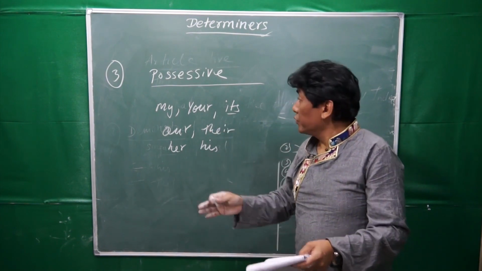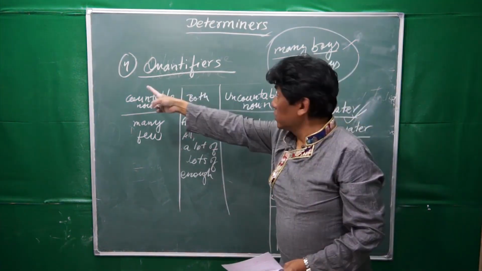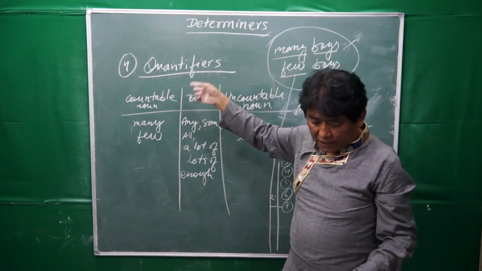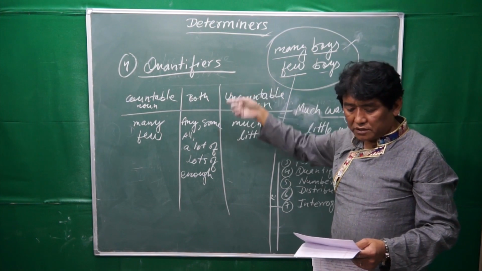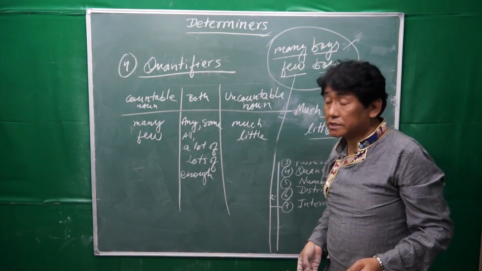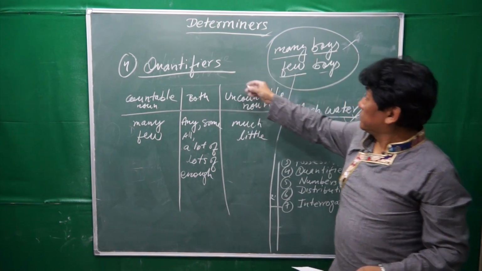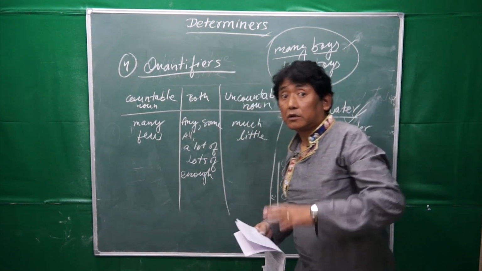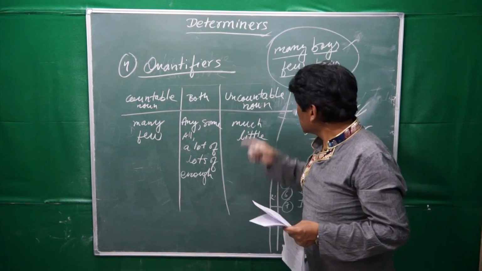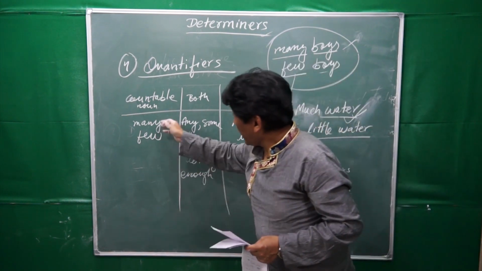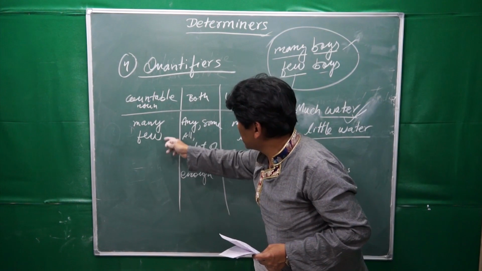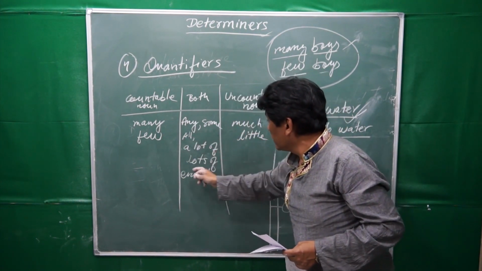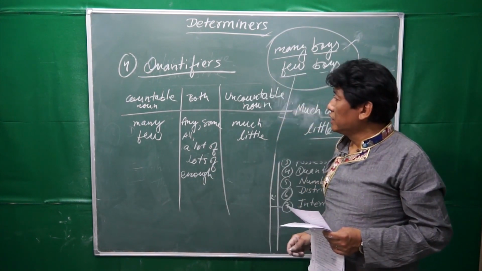All right. Now we move on to number 4, quantifiers. Well, quantifiers are determiners that indicate how much or how little of the noun is being discussed. Now see, before we discuss this, we should know that nouns can be countable and nouns can be uncountable also, right? And we have these determiners: many, few, much, little, any, some, all, a lot of, lots of, and enough.